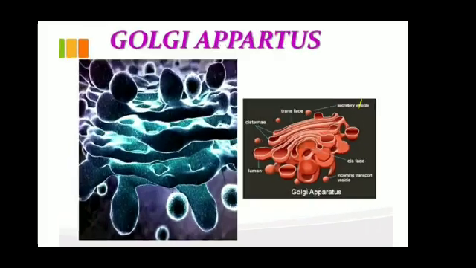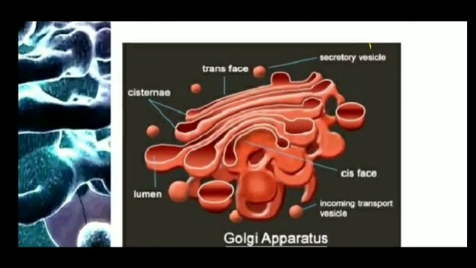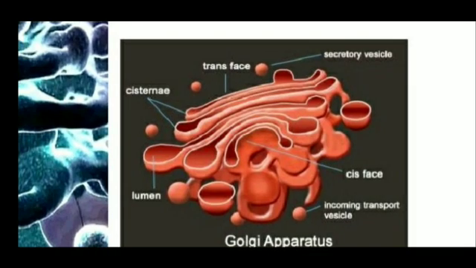Children, next one is Golgi complex. The Golgi complex has a parallel folded structure which is called cistern. Here also the same phenomenon is there. It's used for performing different functions for storage and packaging.